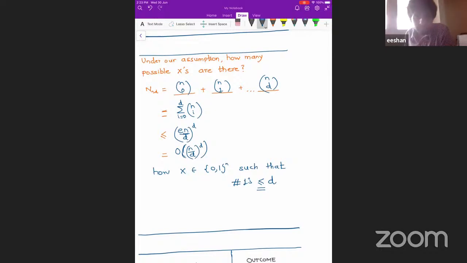So this part is clear, right? If not, then just stop me, and I'll go back again.